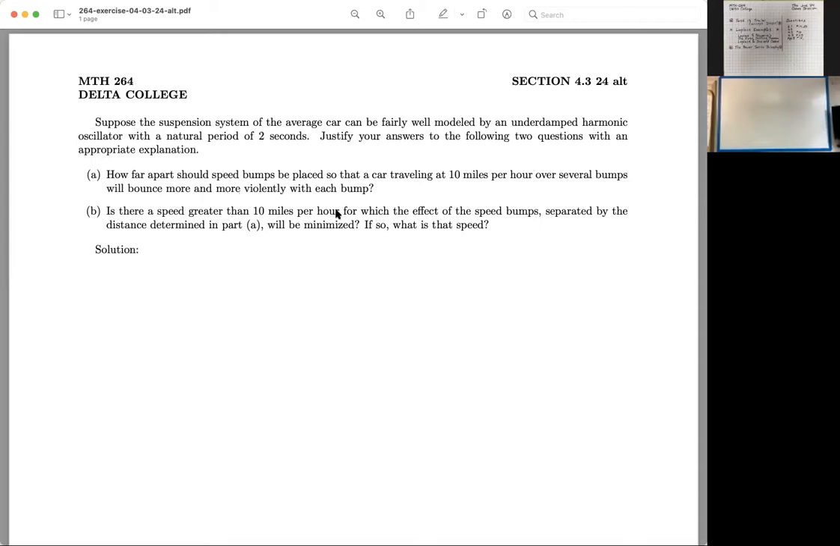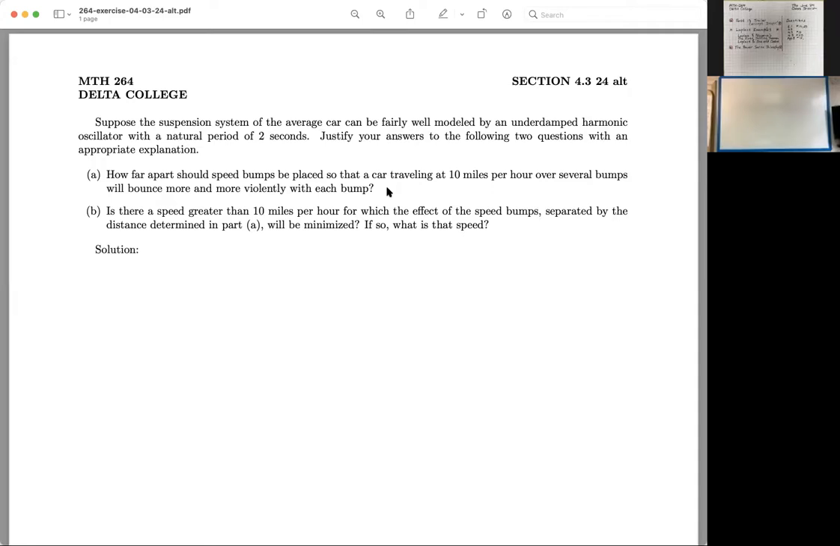But then the second part of the problem I made up and thought about just because, well, isn't this a natural question? If you went a little bit faster over the speed bumps, could you, so to speak, defeat the speed bumps, make it so that you're not having to go up and down in the same fashion? So I think part A has a clear answer.